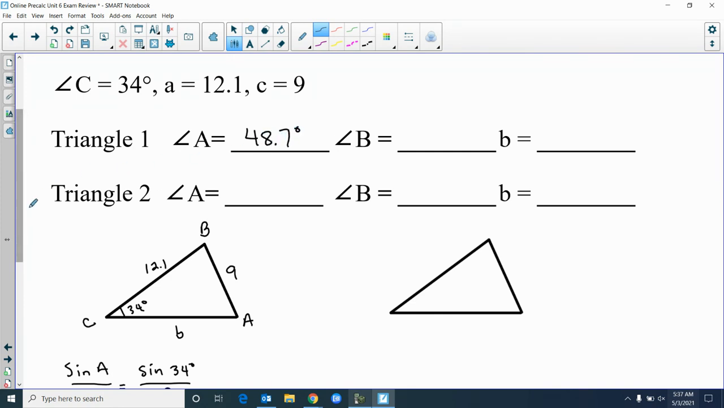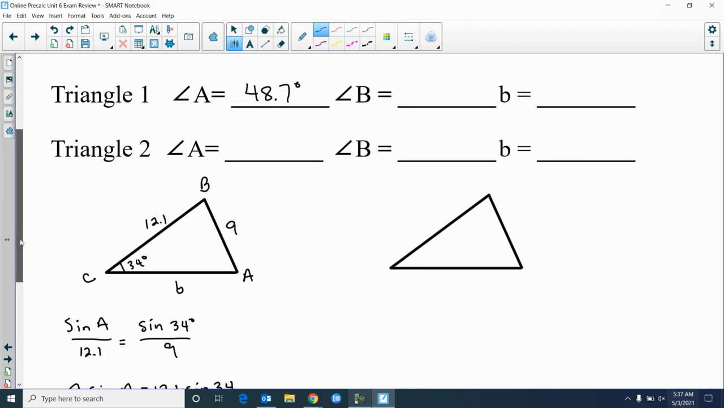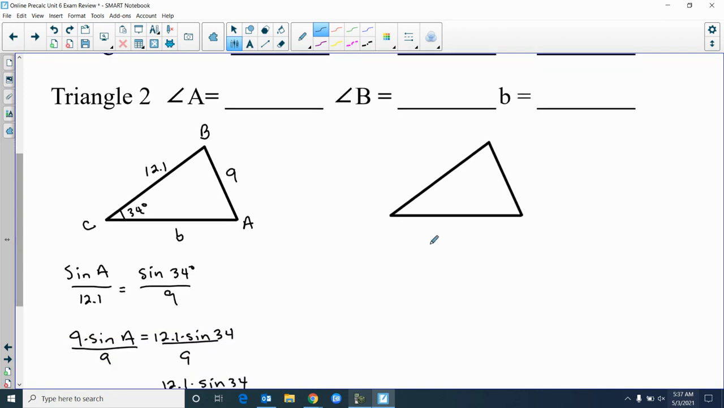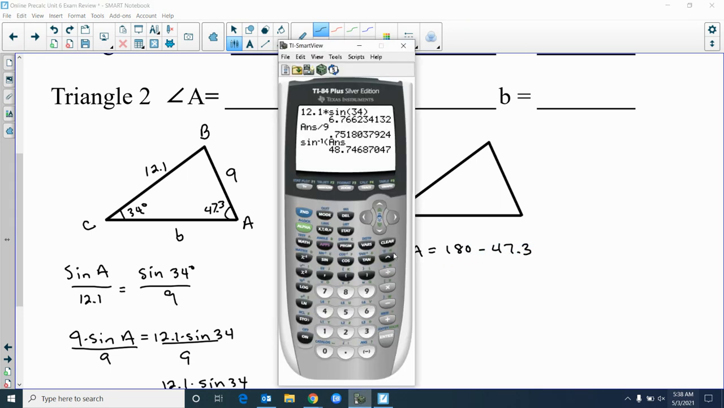When you're doing an ambiguous case, and there could be 0, 1, or 2 triangles, once you find the first angle, I think it's most helpful to immediately go to the second triangle and start there. With the way this works, whatever angle A is, in the second triangle, angle A is automatically going to be 180 minus 47.3. So when we do that, we get 132.7.